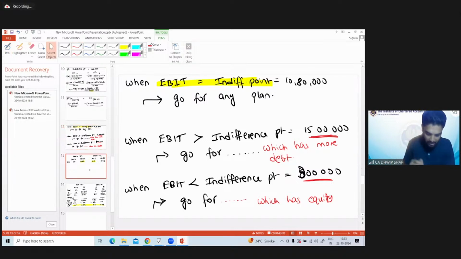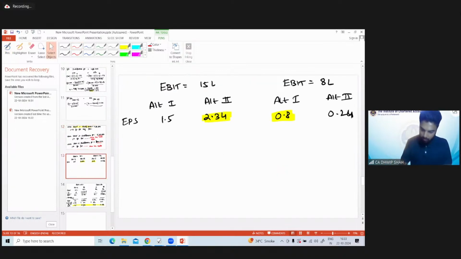If the company has good earning capacity, which was 15 lakh a year, then take the risk, go for debt. Take the financial risk, because with debt comes interest, and interest is nothing but financial leverage, financial risk. But if your earning capacity is not good, you're not earning much, then don't take risk, go for equity. Understood? So this is the inference that we can draw from this. Everyone clear? The concept is very simple.